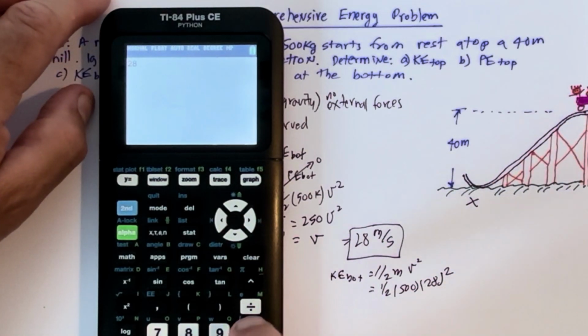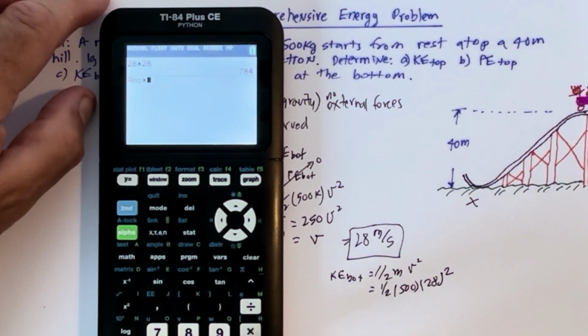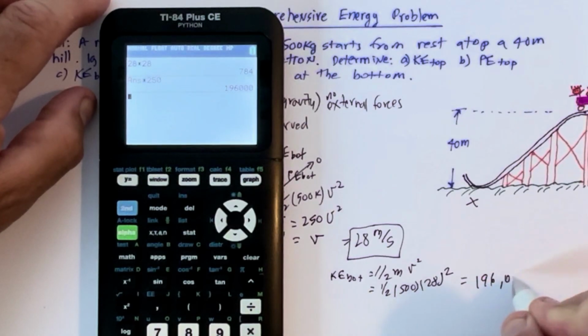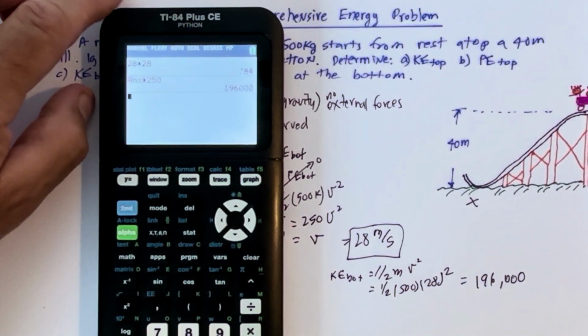So I've got 28 times 28, enter, times 500 divided by 2, that's 250. So we have 196,000. There's the kinetic energy at the bottom.